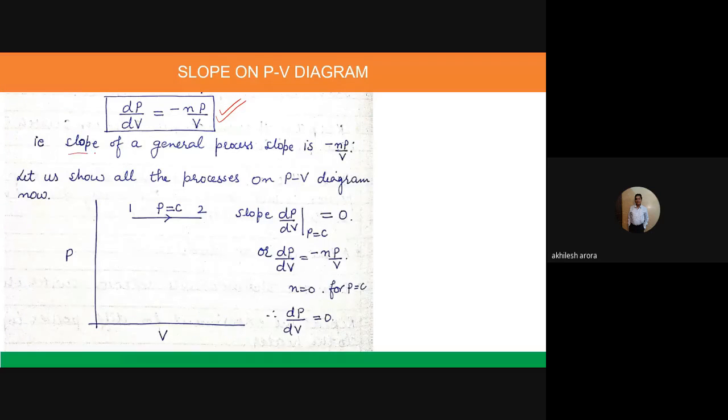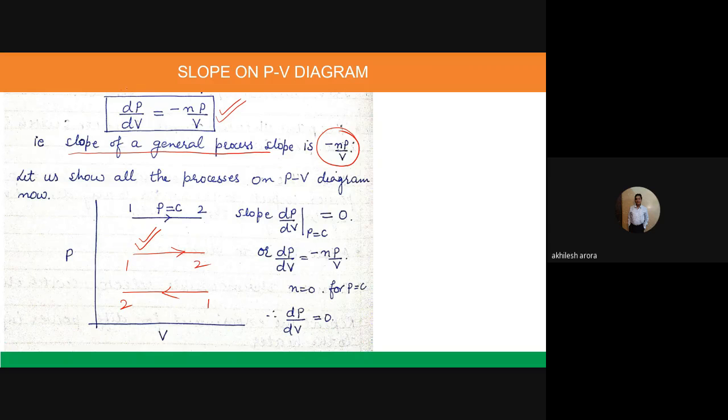So it is the slope of a general process, which is given by minus nP by V. Now I would like to try this equation of slope on a constant pressure process. This is a constant pressure process because it's a straight horizontal line from 1 to 2, or it could be in the opposite direction also, like this.